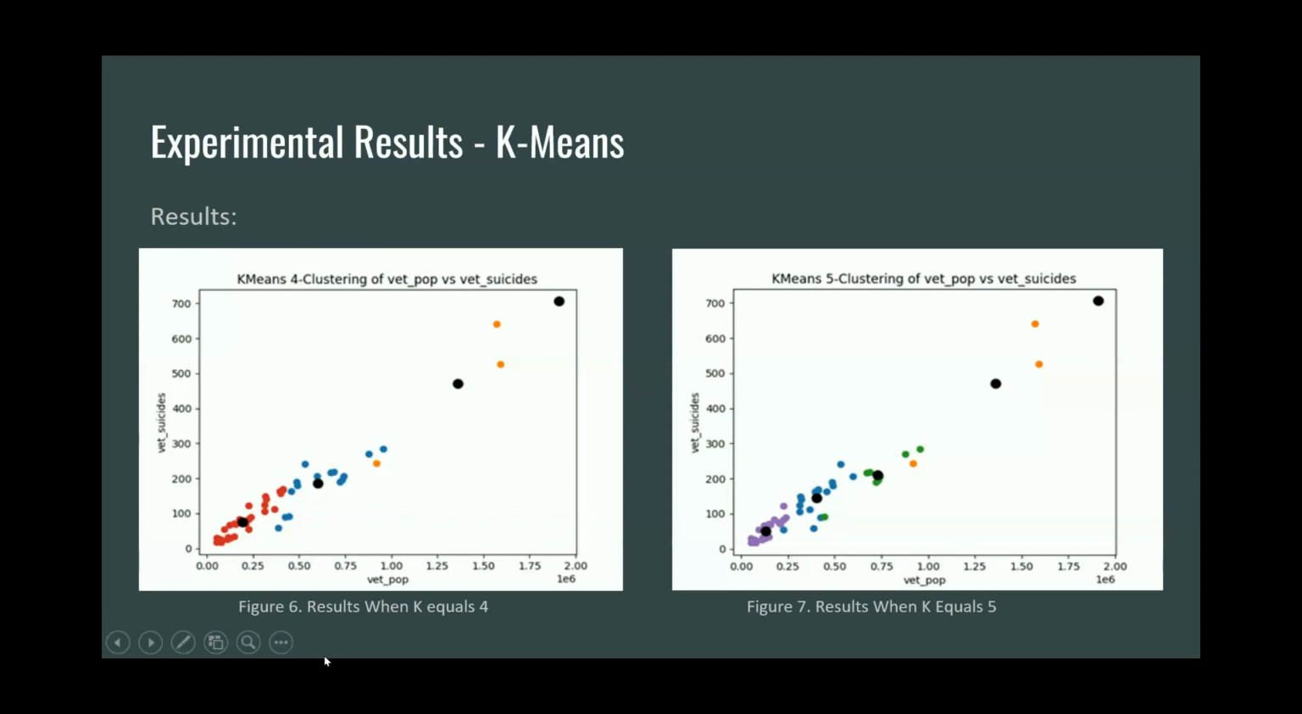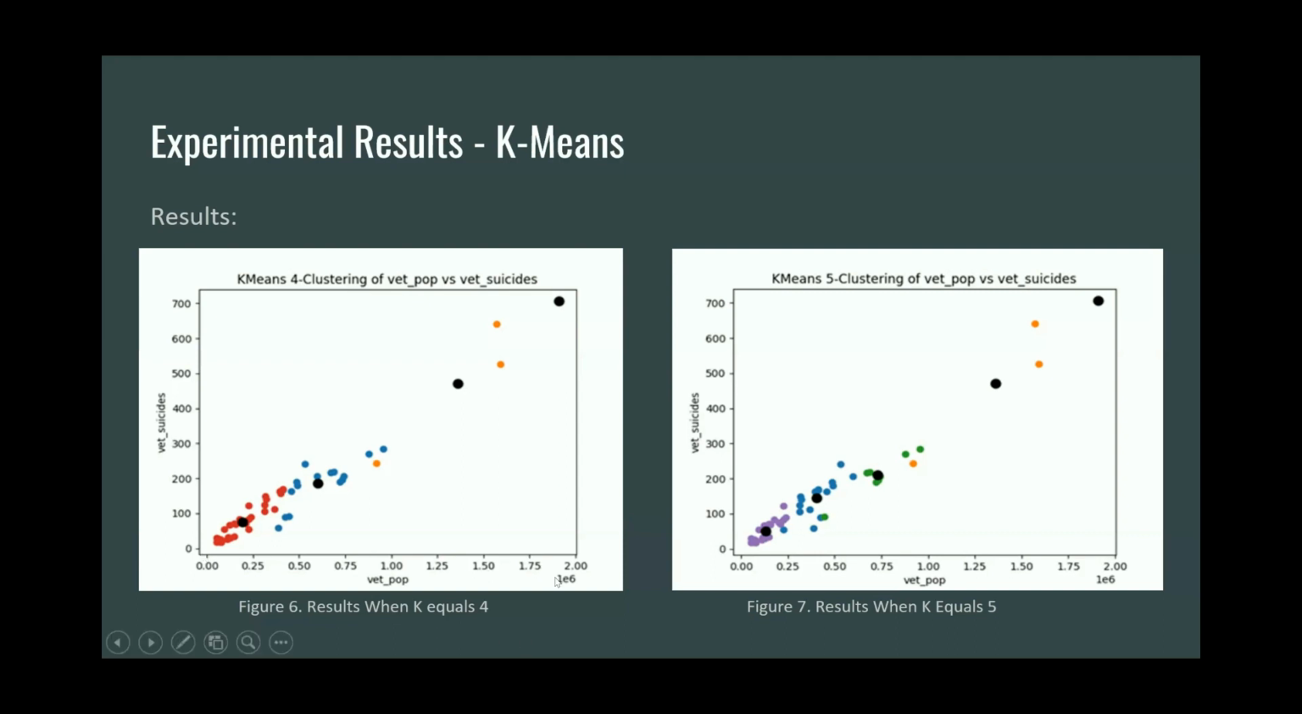So this is using 4 clusters. This is 5 clusters. You can see this is a smaller data set. The x-axis represents the veterans population. So this is actually open source data. We try to predict or cluster a population of veterans who actually committed suicide.